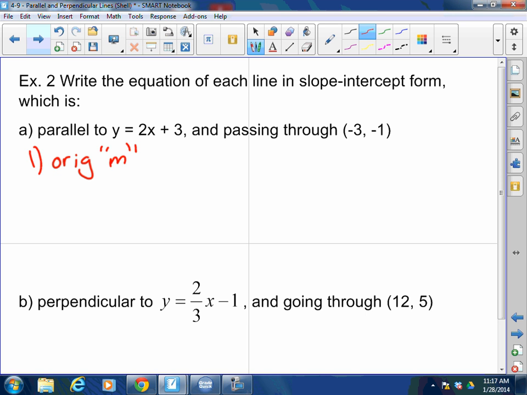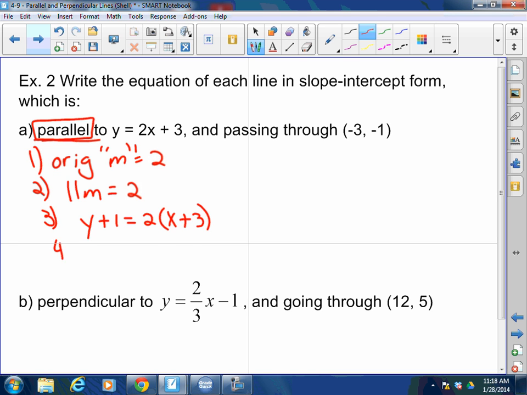Step 1, original slope. Step 2, in this case, find the parallel slope. What's the parallel slope in this case? Wrong. It's parallel, 2. Parallel lines have equal slopes. Step 3, plug into point slope form. Y minus y1, so that's plus 1, equals m times x minus x1, so that's plus 3. Step 4, solve for y. Y plus 1 equals 2x plus 6. You distributed. Well done, sir. Subtract the 1. Y equals 2x plus 5.